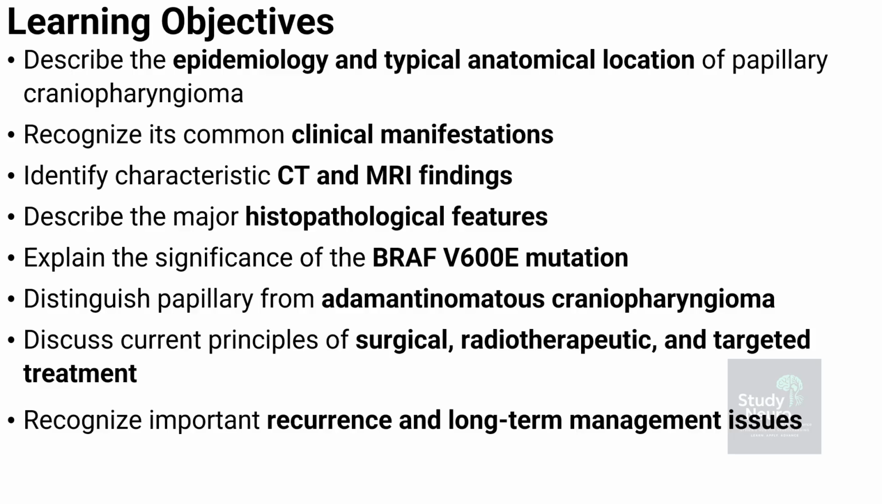These are the basics. We will then examine its characteristic microscopic appearance and the significance of the BRAF proto-oncogene valine 600 to glutamic acid mutation, which is strongly associated with papillary craniopharyngioma and has important treatment implications. This molecular feature helps distinguish it from adamantinomatous craniopharyngioma.